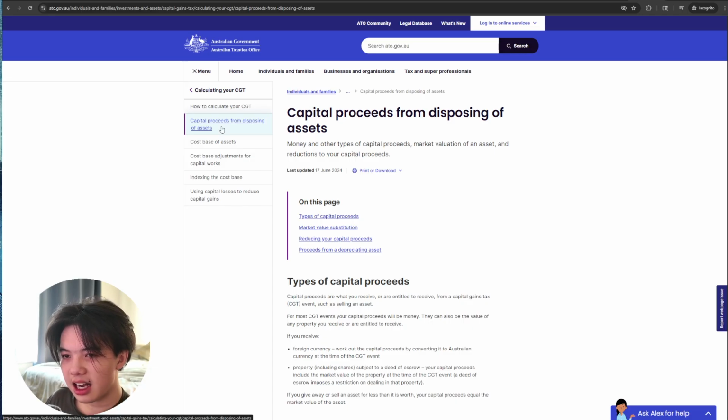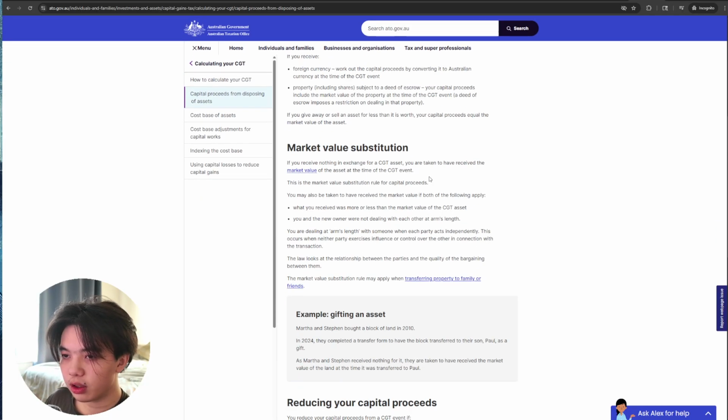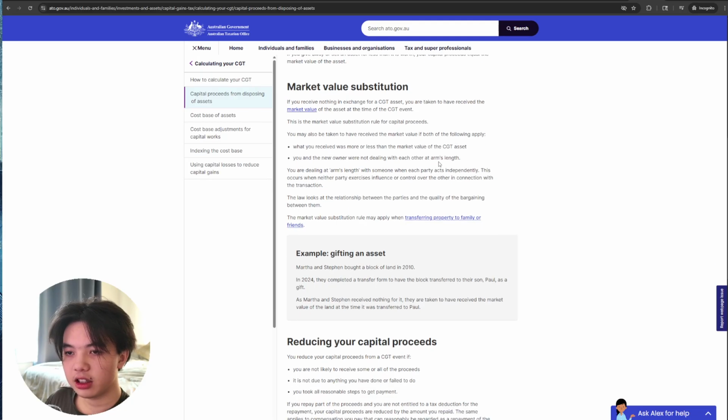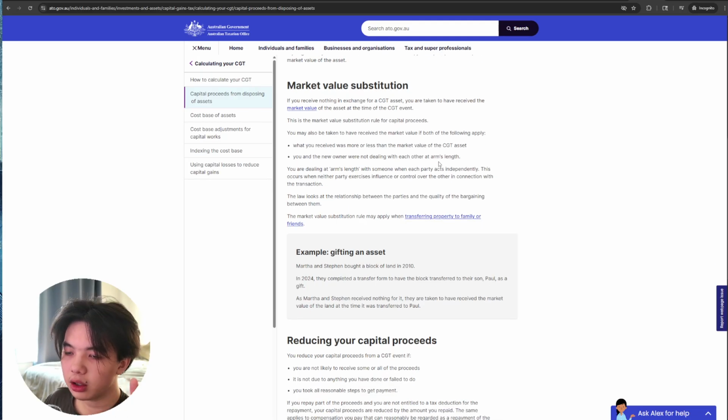If you held the asset for less than 12 months, this is simply your cost base for the CGT calculation. If you held it longer, you may be eligible for the 50% discount, which I'll explain, but you'll still start by calculating the full cost base.